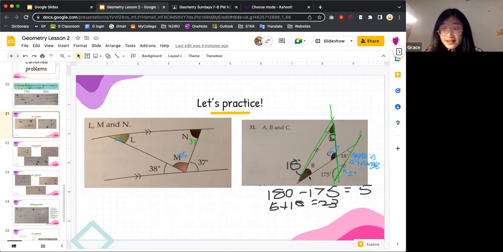Or as Trinity has done, she's figured out that this angle here is 5 degrees from alternate angles. And this one's 18 as we are given. So she knows that this one is 157. So the vertically opposite angle here would be 157 too. So yeah, both ways are just as good. So good job, everyone. Just going to move on to the next one.